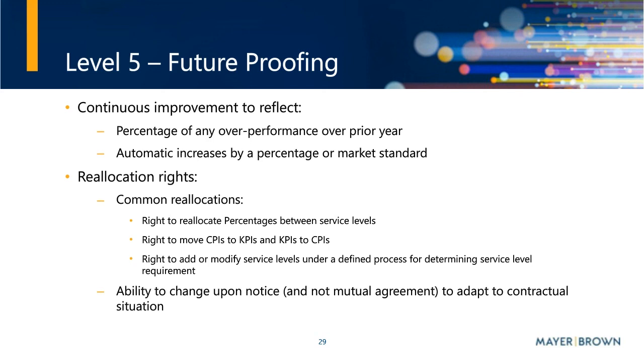Second, create rights to adjust service levels to anticipate future needs. Common reallocations are the right to reallocate percentages between service levels, the right to move critical performance indicators, those with credits, to key performance indicators, those without credits, and key performance indicators to critical performance indicators, and the right to add or modify service levels under a defined process for determining service level requirement. Especially useful is if the reallocation rights for service levels are not subject to mutual agreement, but can be done through notice to the supplier. This allows you, the customer, to adapt the service levels to your particular contractual situation.